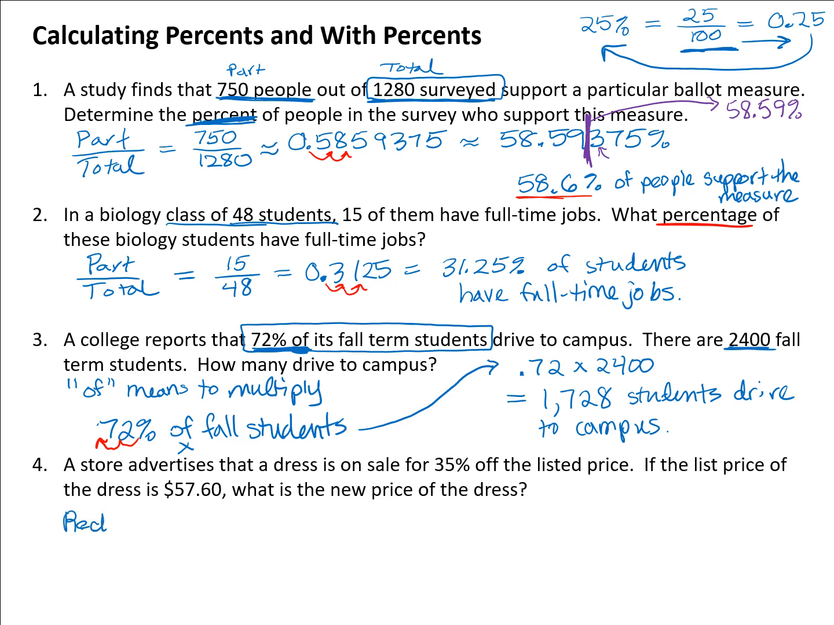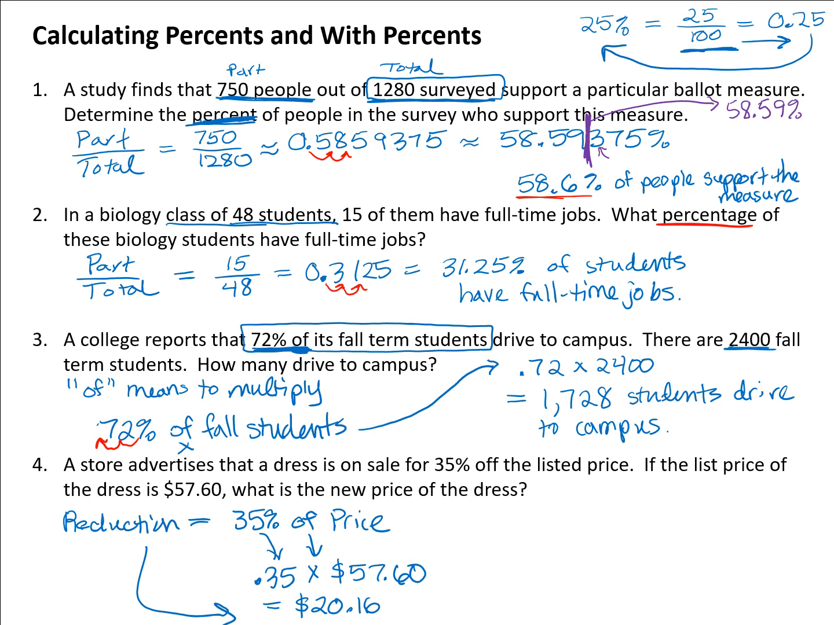So the reduction is 35% of the current price. Remember how I said of means multiply. So 35% would be 0.35. We always want to make it into a decimal to do calculations with percents. 0.35 times the price of the dress, $57.60. So if I do that calculation, 0.35 times $57.60, I get a reduction of $20.16. So this is the reduction.